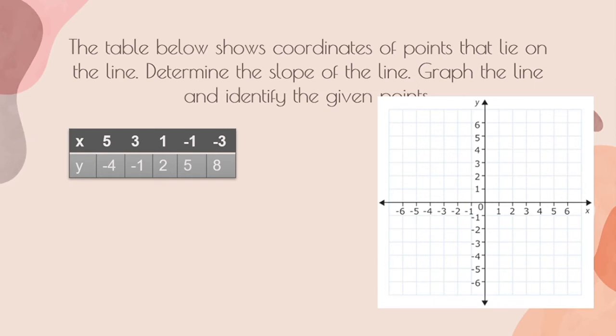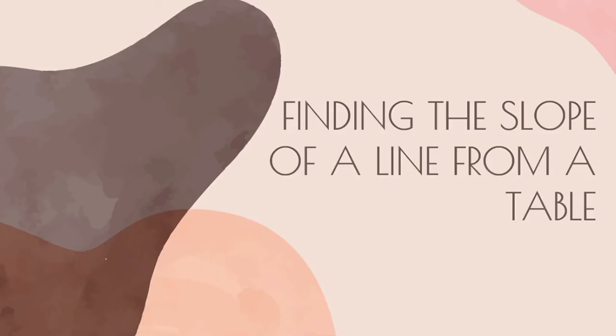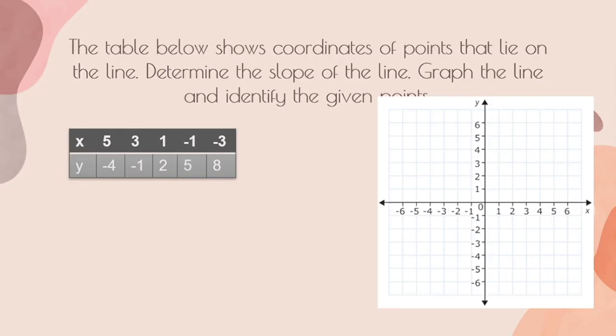Okay, so the last part would be finding the slope of a line from a table. So the table below shows the coordinates of the points that lie on the same line. So determine the slope of the line. So we have to graph and identify the given points. So first, let us graph these points.